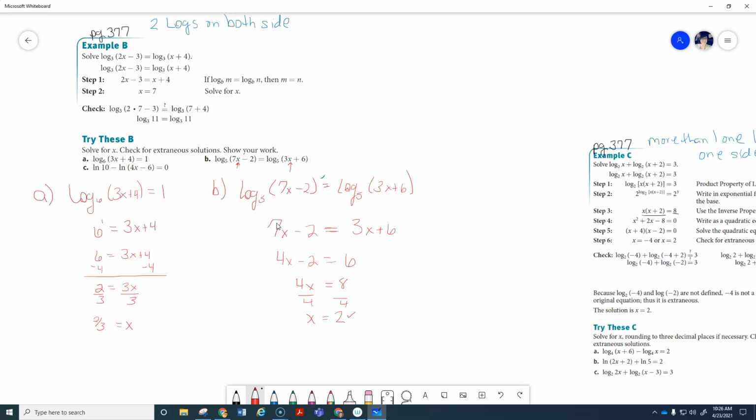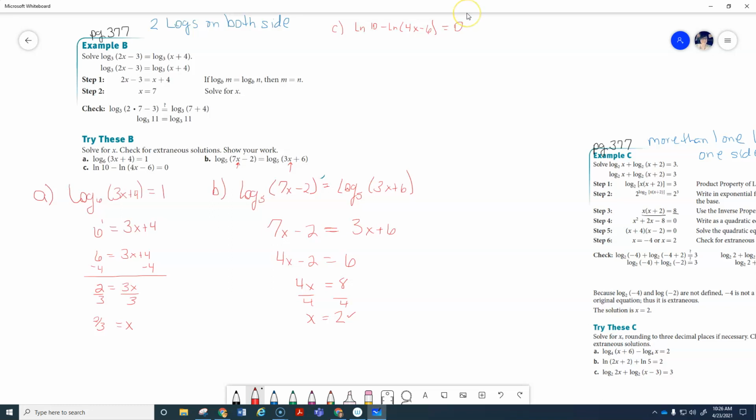Now this one, part C right here, at first glance, you may think, oh, this doesn't fit, because we don't have a log on both sides of the equal sign. We have 2 logs on this side, and we have 0 over here.